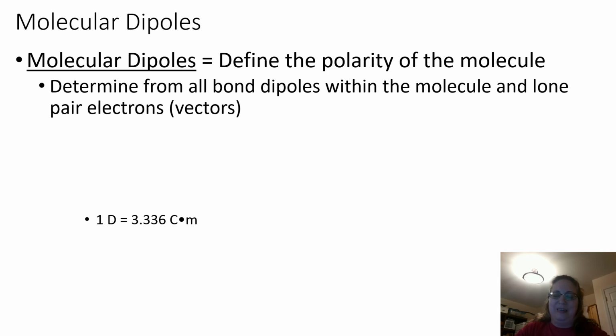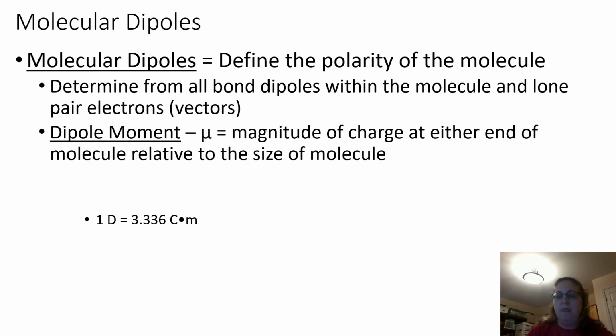So you do need to be able to identify if a bond is polar or nonpolar based on those electronegativities. And we're also going to be looking for lone pairs of electrons within our molecule to help us predict molecular dipoles. Molecular dipoles are defined based on a dipole moment. The symbol for a dipole moment is lowercase mu, and it defines the magnitude of that charge distribution at either end of the molecule, relative to the size of our molecule. So our formula is mu equals Q times R. Q represents the charge distribution, and R represents the distance, the size of our molecule from one end to the other.